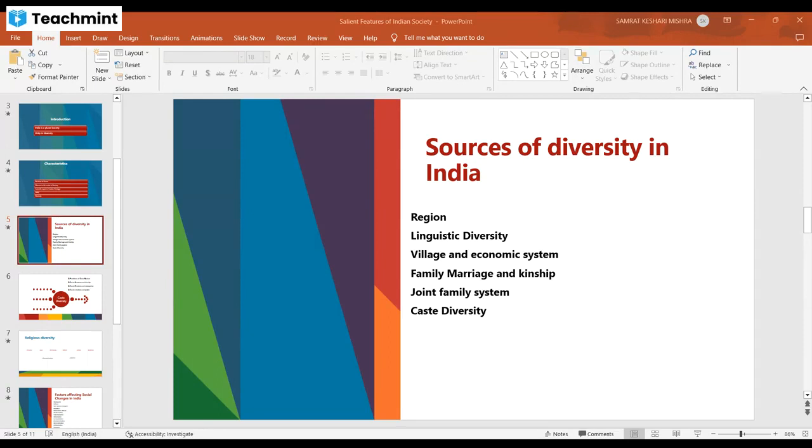So basically Indian languages can be divided into four parts: Austric family, Dravidian family, Sino-Tibetan family, and Indo-European family. The languages included in these four language families show diversity in India.